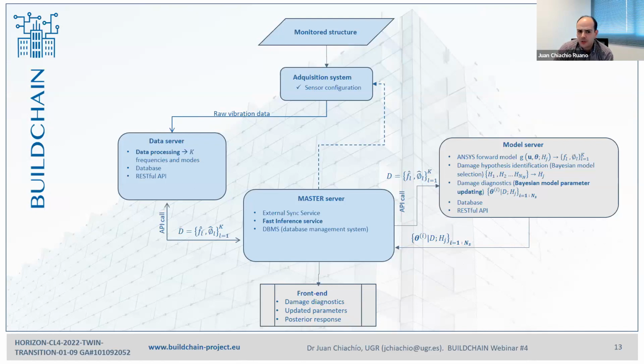Most of the time, the data is not relevant because in normal life, in a building, things are normal, so we don't expect damages every day. So this fast inference service just neglects the data if it is not relevant. But in the case that the data is relevant for the purpose of the digital twin, then this master server first communicates with the acquisition system to say, hey, I need more data about this, because there is something else that I need to understand.